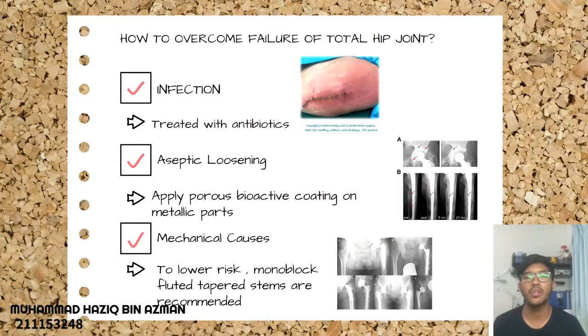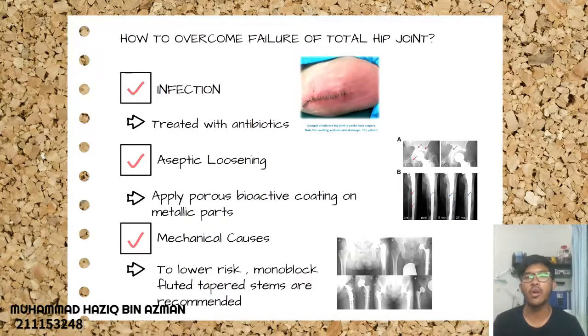Second, for aseptic loosening, to minimize the risk of instability and prevent early loosening, porous bioactive coatings on metallic parts are regularly used. The coatings induce and promote cell infiltration, which decreases the time required for new tissue formation.